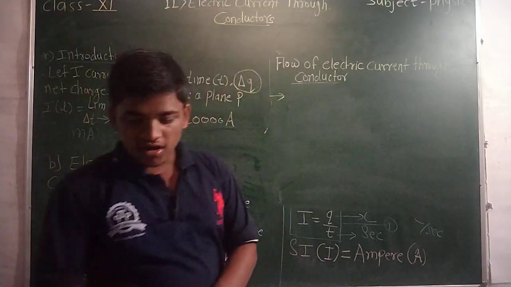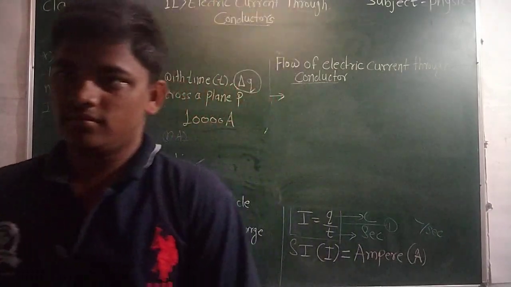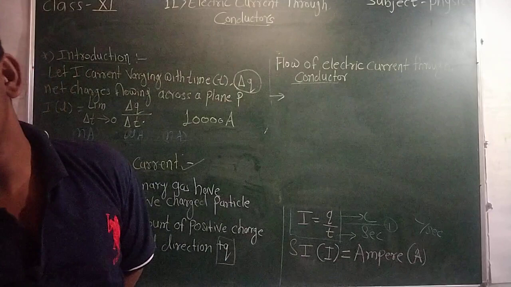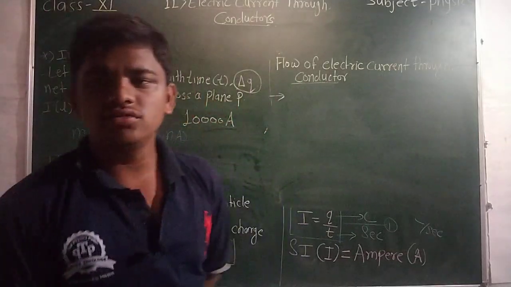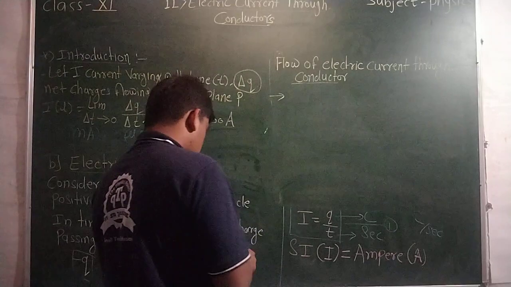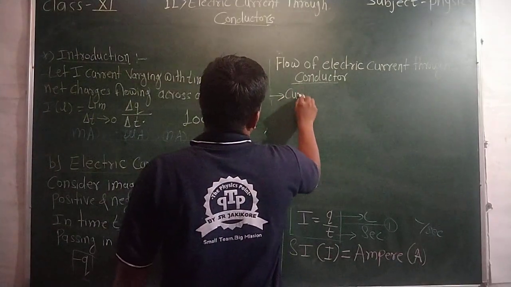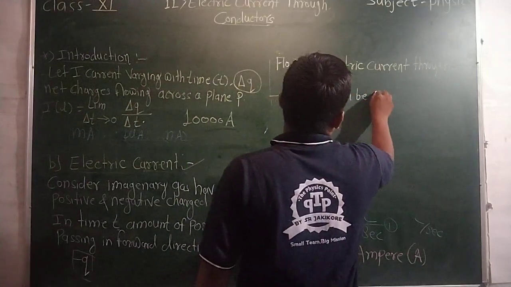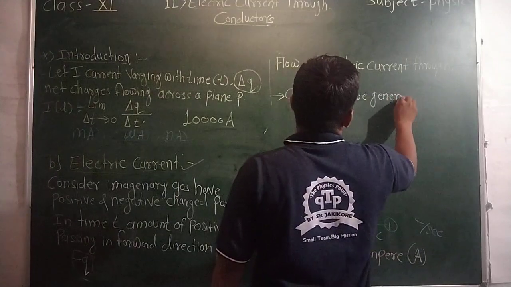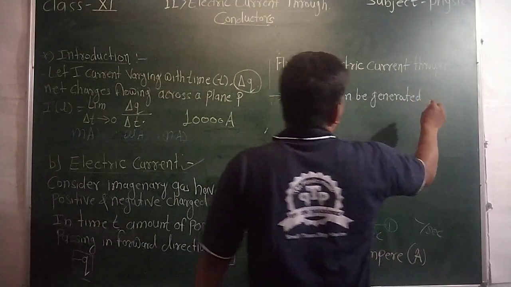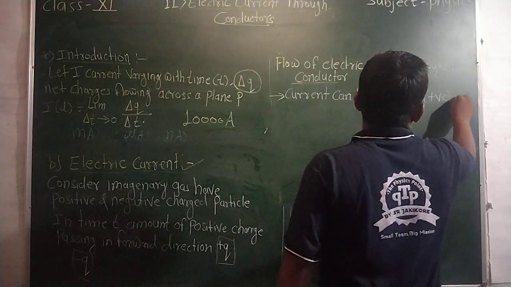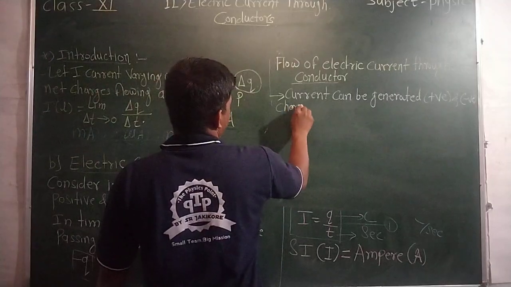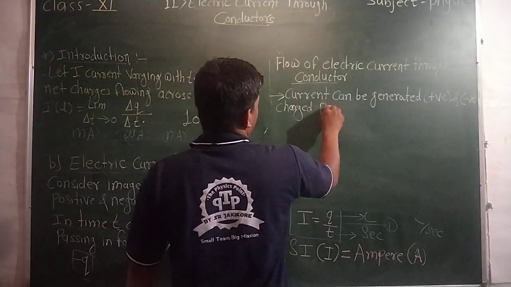Through the conductors, the current can be generated by positive and negative charged particles.